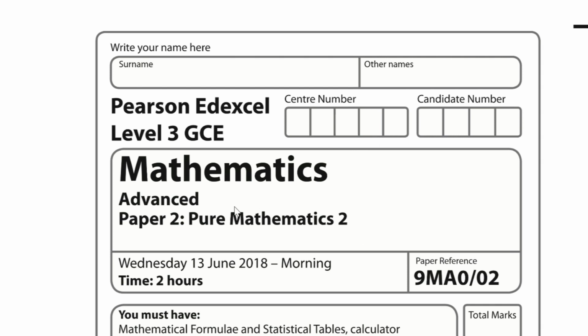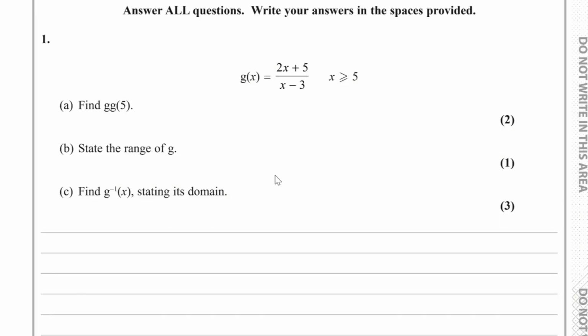This is the EdExcel A-Level Maths Paper 2, covering the pure maths content, and it's from the June 2018 series. Question number 1. We are given that g of x is equal to 2x plus 5 over x minus 3, where x is greater or equal to 5, and for part A we have to find g of 5.